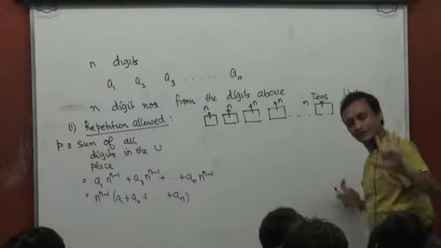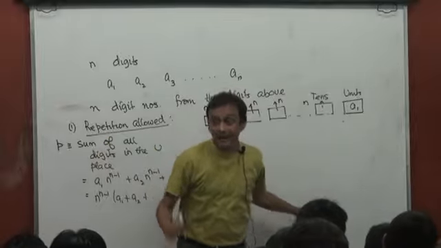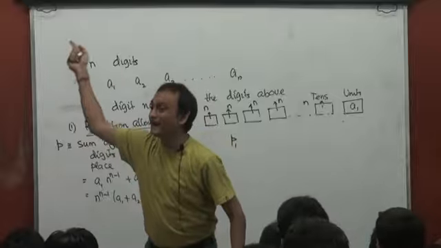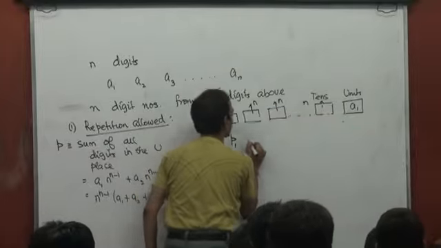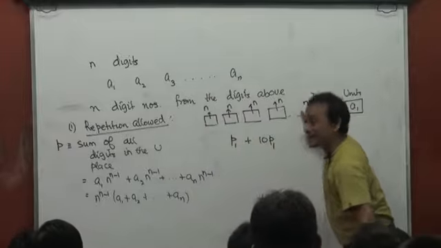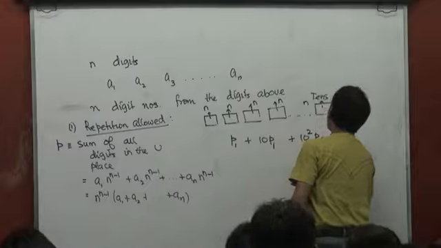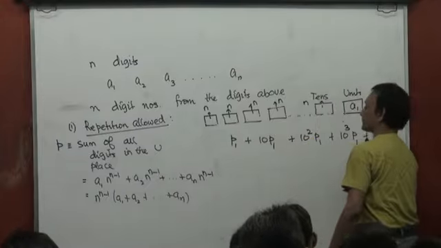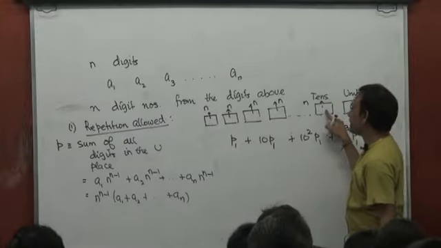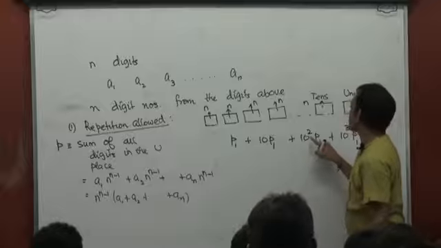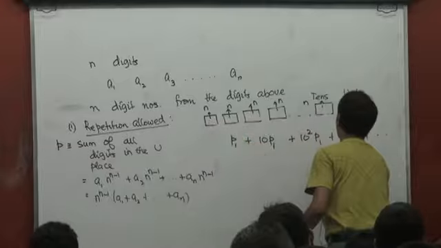add all the units place, that's going to be P1. Tens place, it still adds up to P1, but it's going to be 10 P1, because it's in the tens place. So it's going to become 10 times P1. In the hundreds place, it's going to be 10 squared P1. In the thousands place, 10 cubed P1. First place, 10 to the power 0. Second place, 10 to the power 2 minus 1. Third place, 10 to the power 3 minus 1. Nth place, 10 to the power n minus 1.